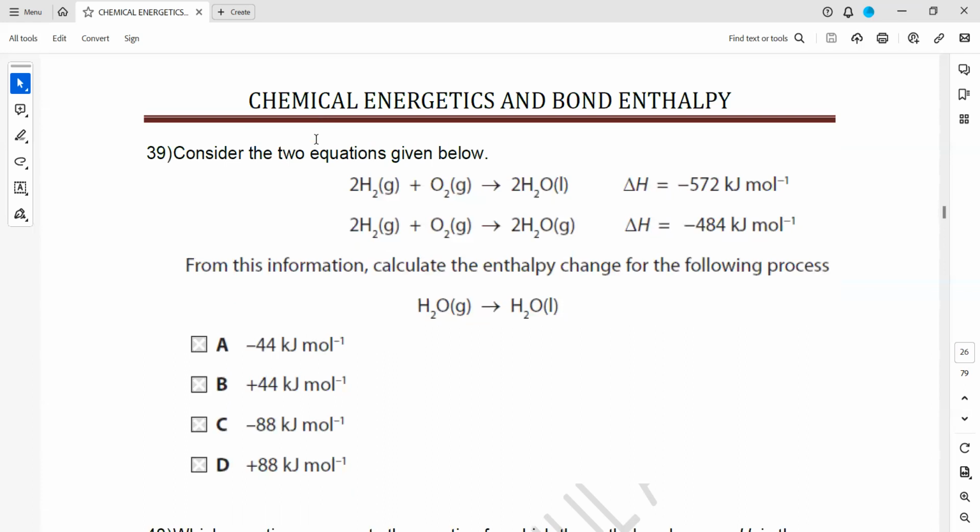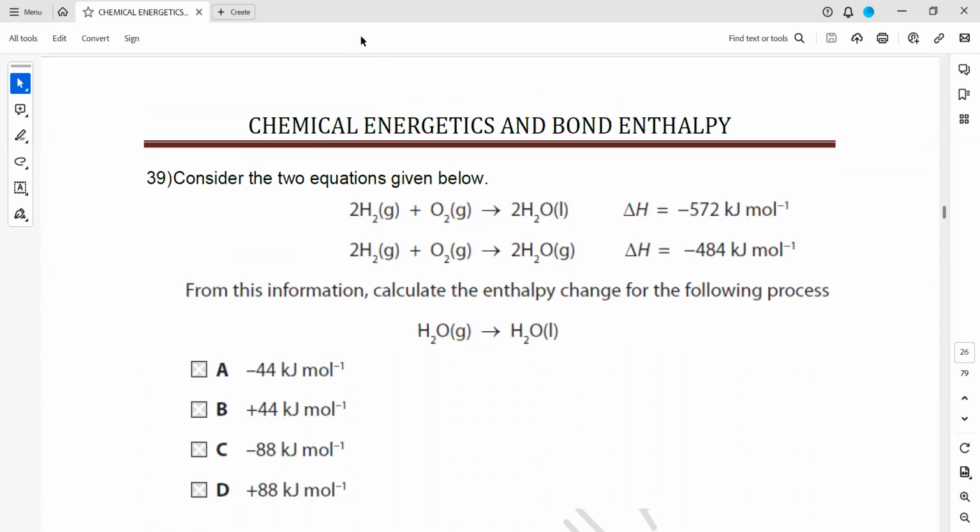In question 39, consider the two equations given below. As you can see, hydrogen is reacting with oxygen to give water in a liquid state, and hydrogen is reacting with oxygen to give water in a gaseous state. And the enthalpy change for each reaction is given, so we want to work out what is the enthalpy change when water gas is turned into water liquid.